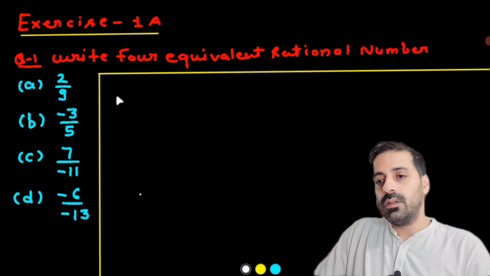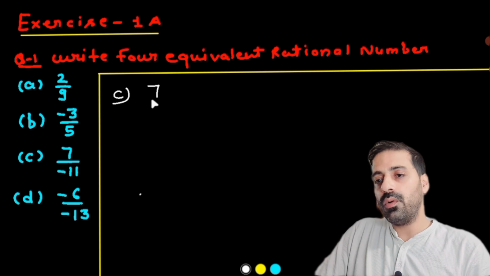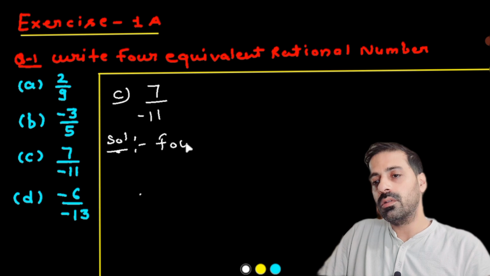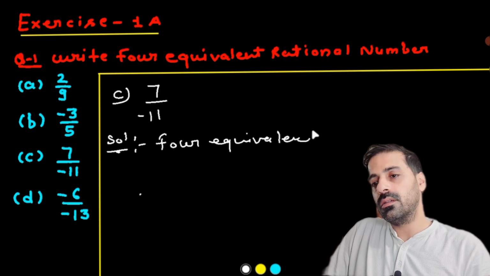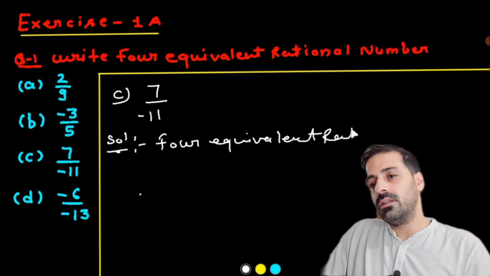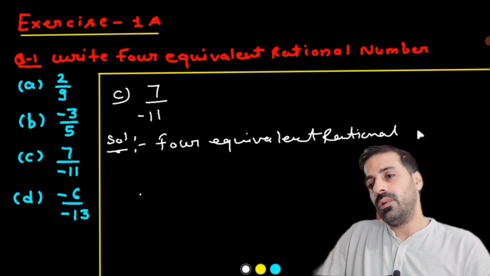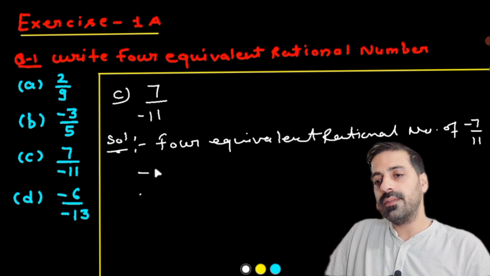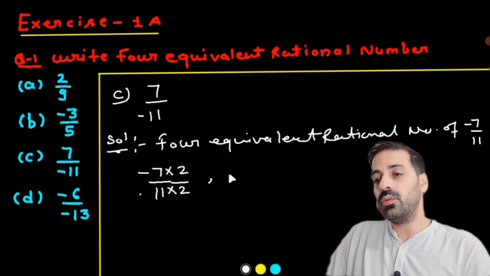So C part, -7 upon 11. I will write the solution for equivalent rational numbers of -7 upon 11. This time, for -7 upon 11, I multiply the numerator by 2 and in the denominator I also have to multiply by 2.